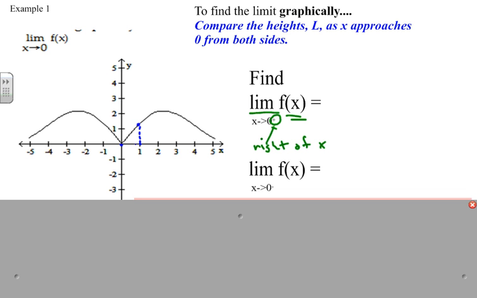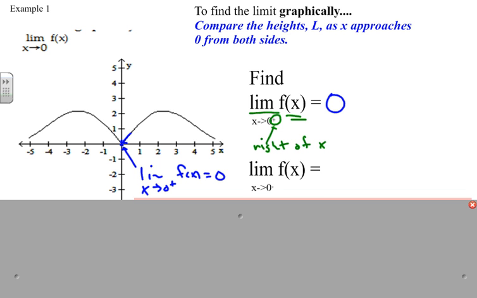But we have to get a little closer, because that's to the right of that, and as we get closer and closer, we notice that our values appear to be approaching... what's the height? It appears to be approaching 0, because our value is 0 at 0. So to the right, we would say our limit is approaching 0. So the limit as x approaches 0 from the right appears to be approaching that value, which is 0. We also do that to the left.